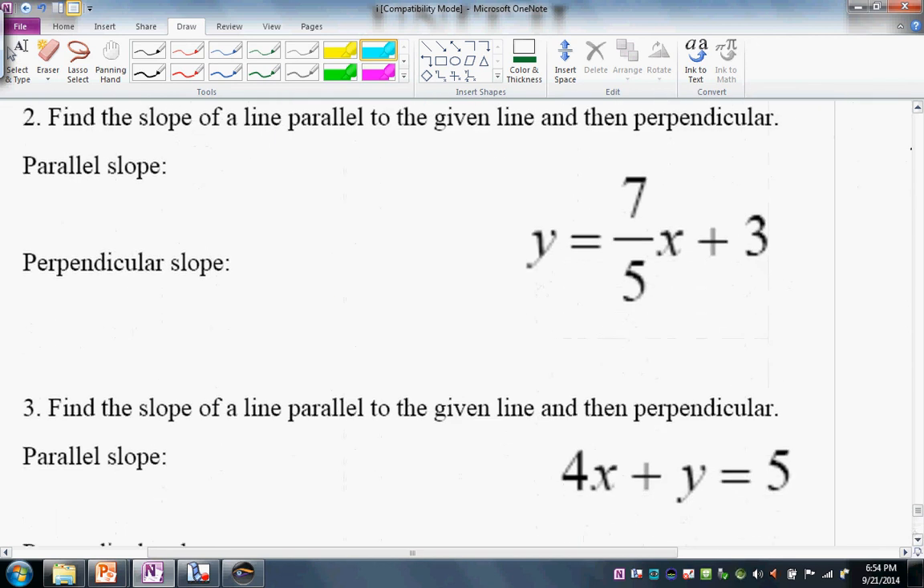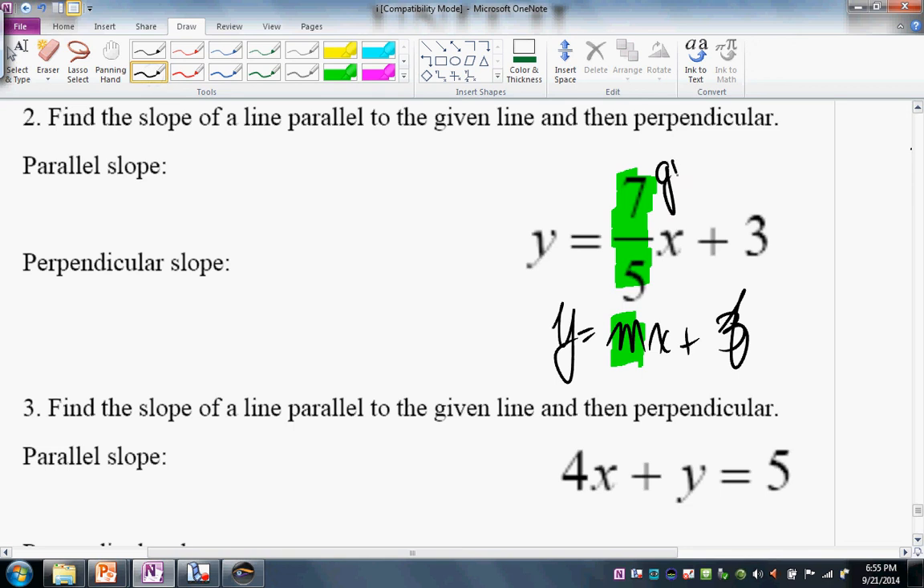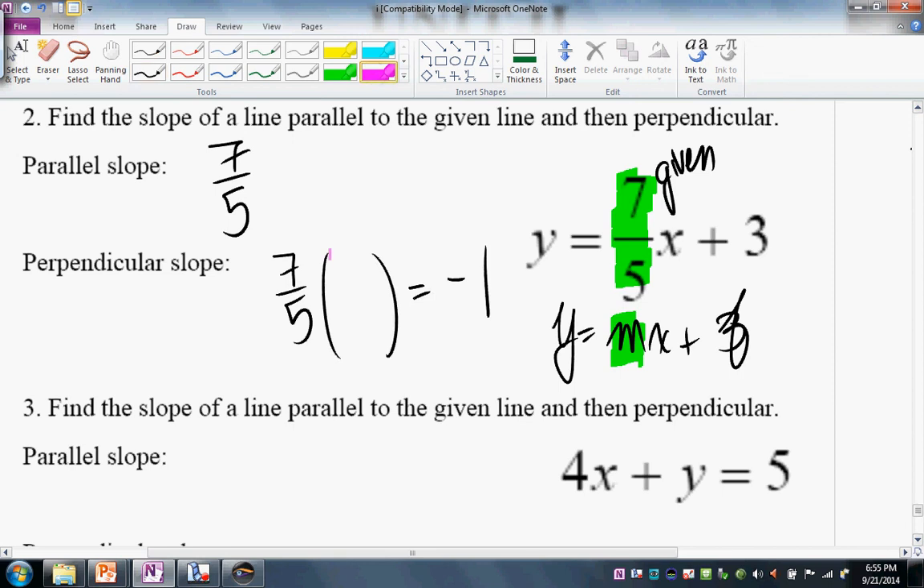It says find the slope of the line parallel to the given line and also perpendicular. This is y equals mx plus b. So our m, our given slope, is 7 over 5, which means your parallel slope is also 7 over 5. Your perpendicular slope, 7 over 5 times something equals negative 1. Ask yourself, what's that something? It's going to be the opposite reciprocal, negative 5 over 7.